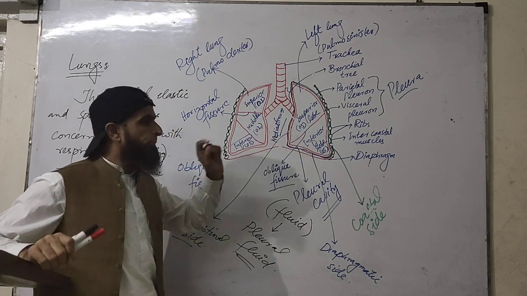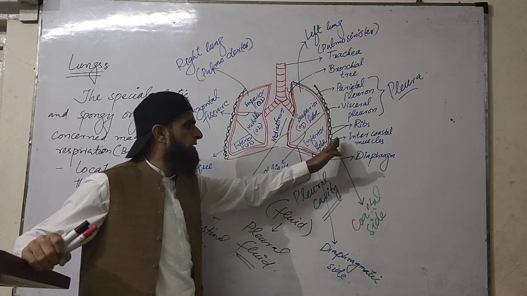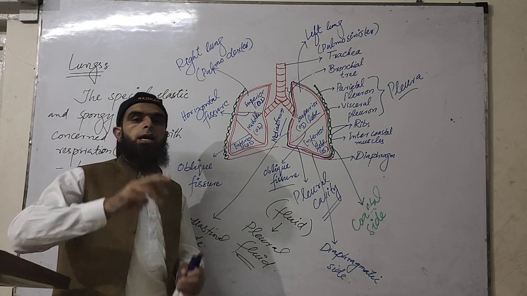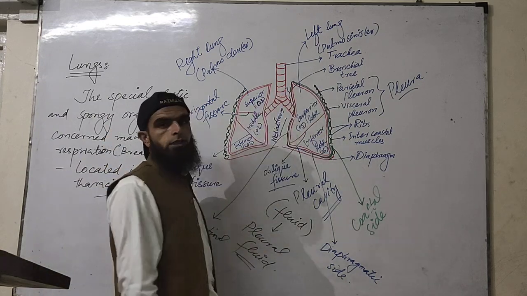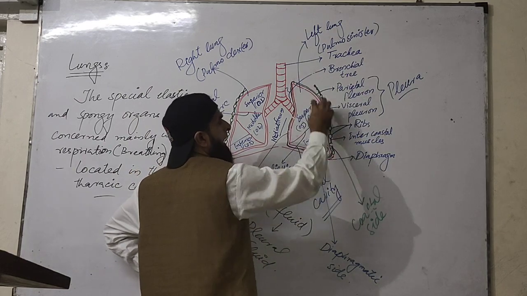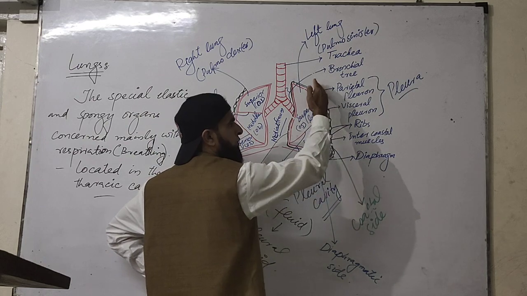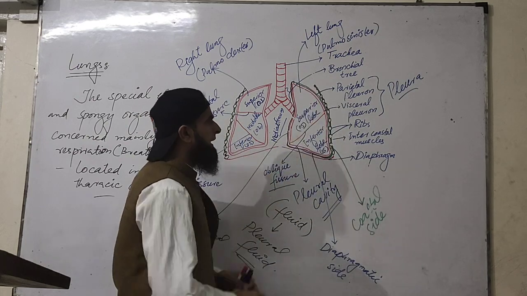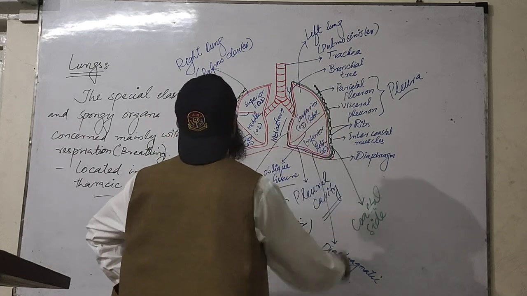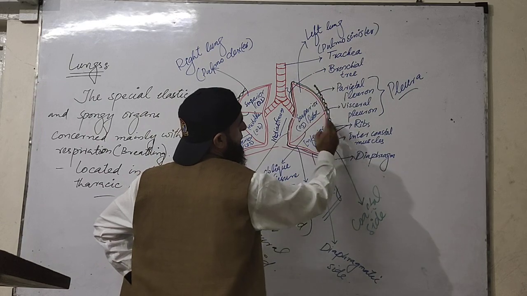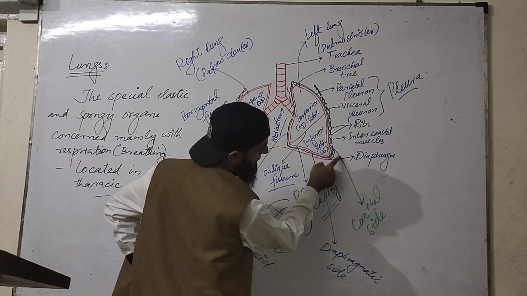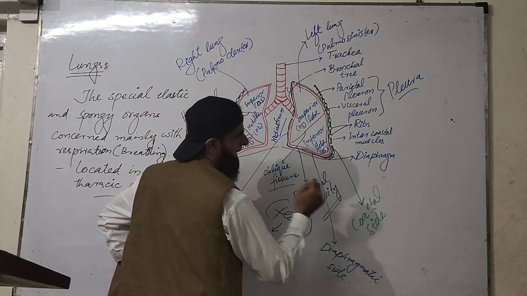Depending upon whether the surface is towards the costal side, the diaphragm, or the mediastinum, there are three sides to each lung. That side of the lung which is towards the costal wall is called the costal side, which has been written over here.